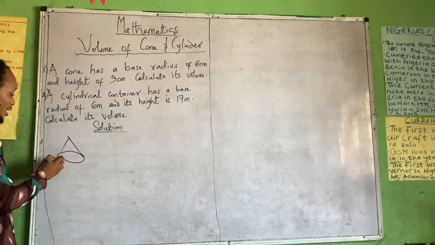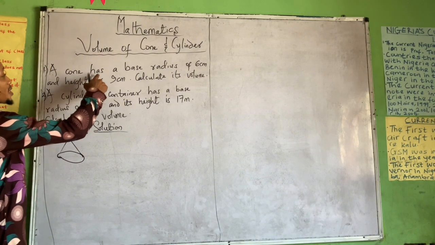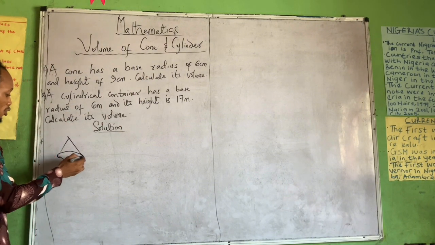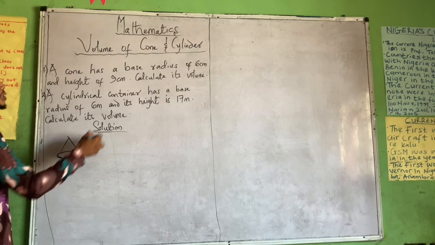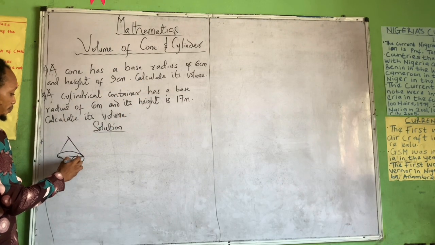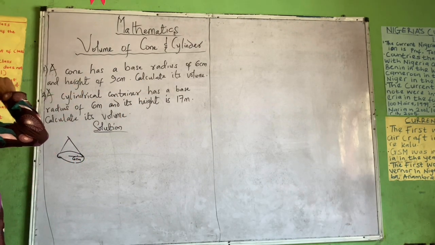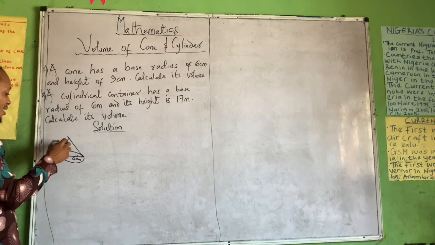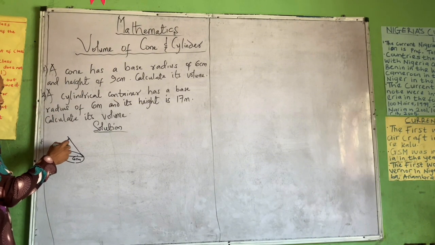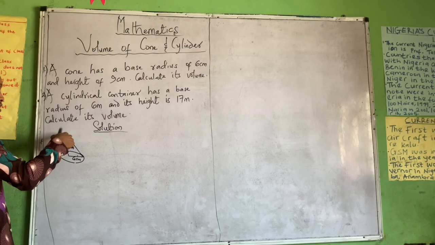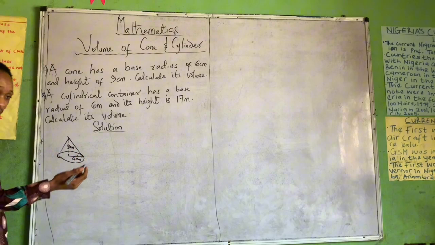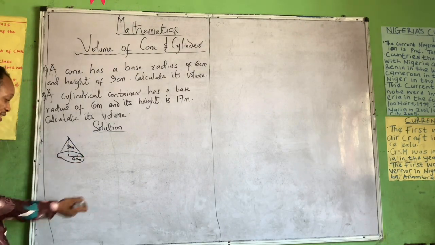for better understanding. So this is the cone. It has a base radius. You know from here to here is the diameter. So the base radius is 6 centimeter, and then the height is 9 centimeter. So this is the height, 9 centimeter. Remember, this is your slant height from the last class.